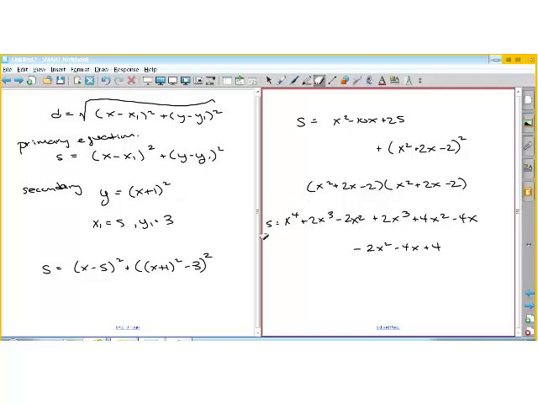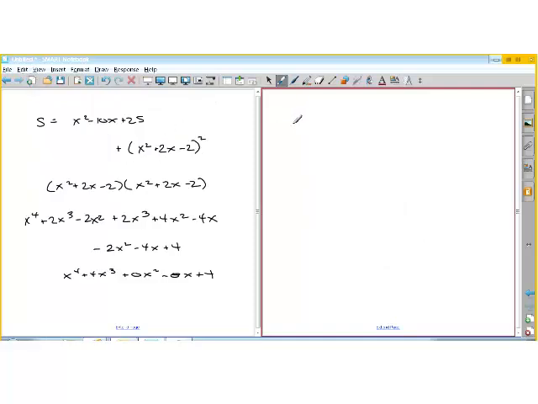Well, not actually s, it's just part of s. So let's simplify that. So we get x to the 4th plus 4x cubed. 2 plus 2 is 4. Negative 2 plus 4 minus 2 is 0. So we get 0x squared. And then we have the x's, which is going to be negative 8x plus 4. So let's put all that together into this equation.